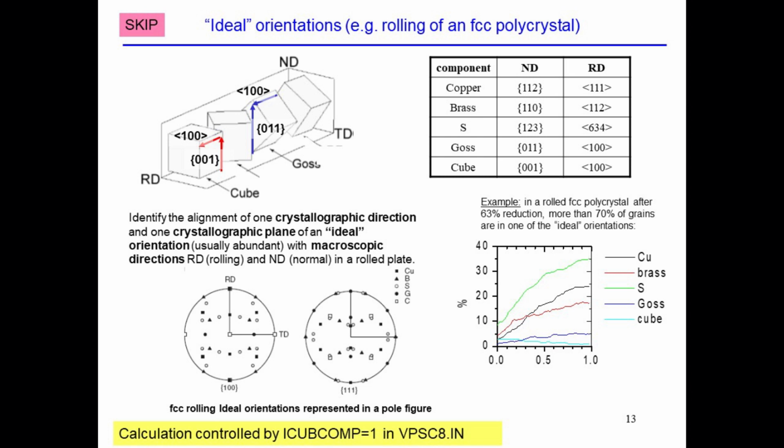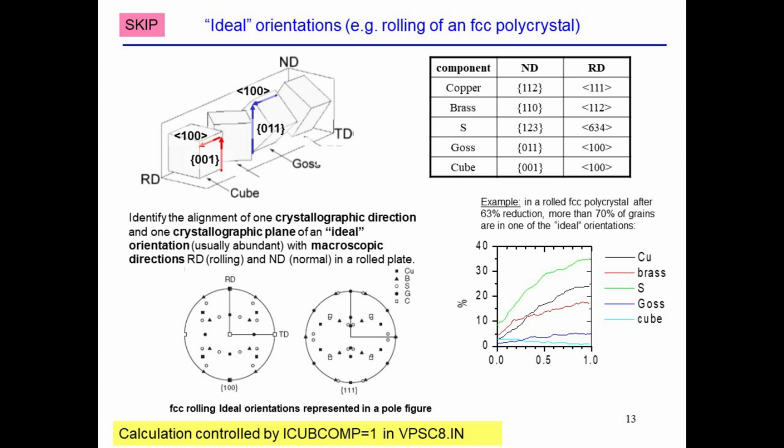And here, the volume fraction associated with those components is plotted as a function of the deformation in a rolled FCC crystal. So the deformation here is 63% reduction, that is the epsilon 33 equal 1. And you can see how each of these components evolves.